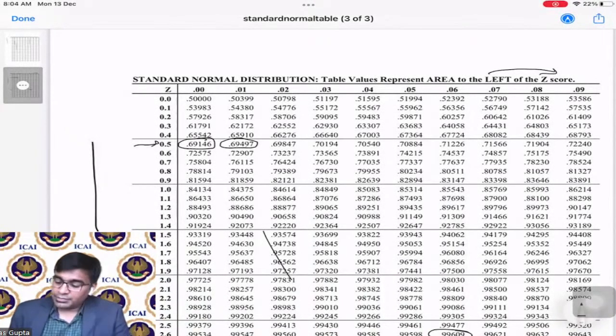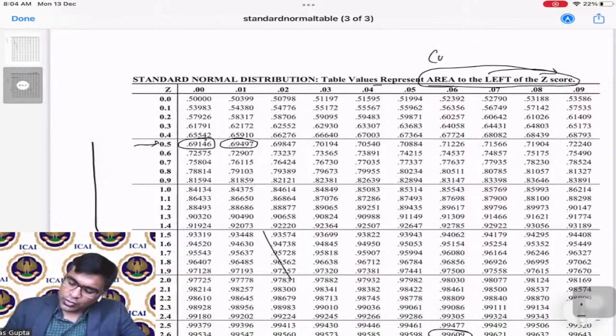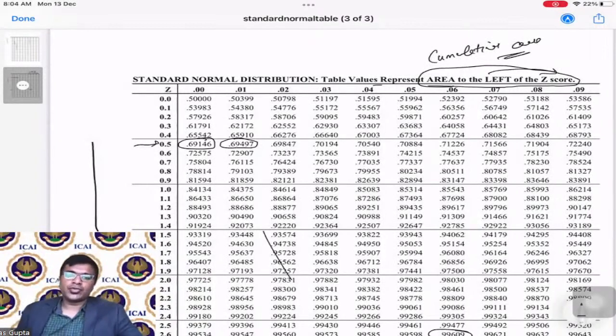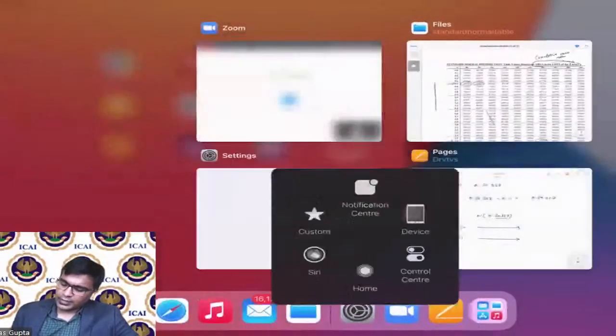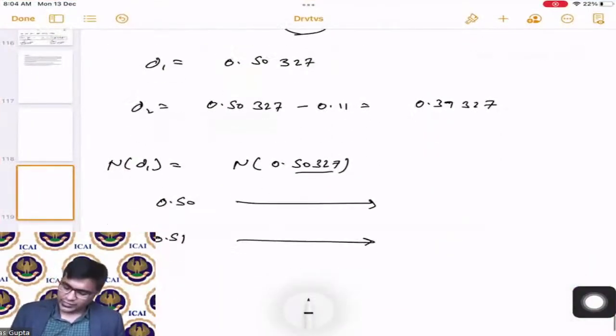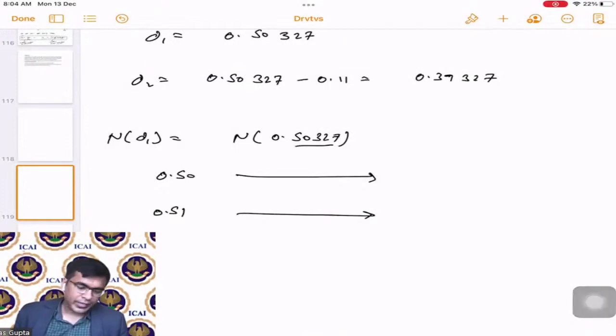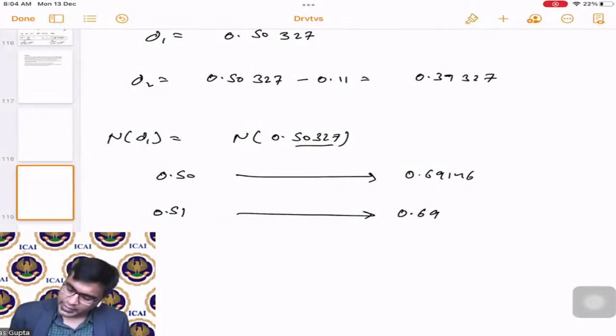Just before reading the data from here, read the top. It says that table values represent the area to the left of the Z-score, which is what we need. This is called the cumulative area, correct? This is what we need. If it was one tail or two tail, we would need to convert it as per the process we have discussed, correct? So 0.50, as we have just seen, is 0.69146, and 0.51 will be 0.69497, correct?